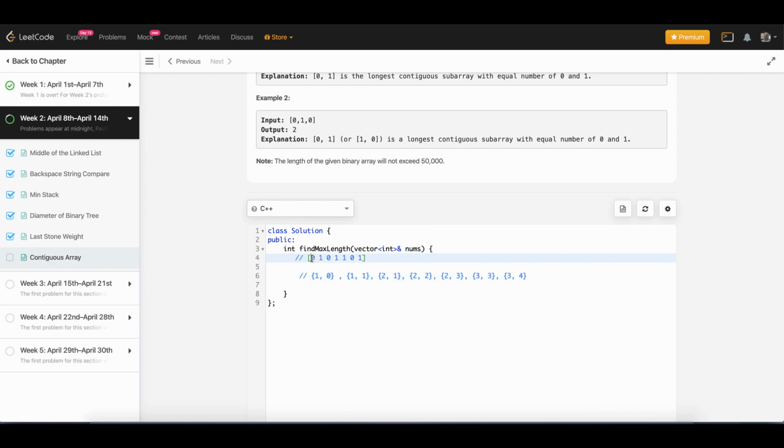Now if the case was like this, then there will be a little bit of difference. Like this is 1 and 0, this is 2 0, this is 2, this is 3, this is 3, this is 3, 4, 4. So the answer here is 4 4.